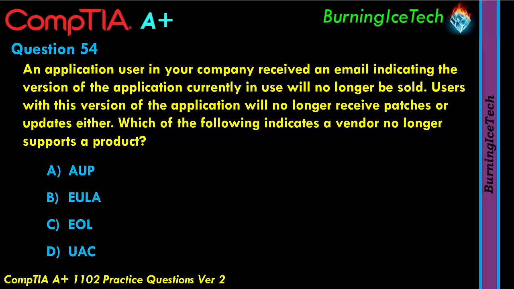That's acceptable usage policy. Basically, it says what you're allowed to use this machine for and what not, what you can do with it and what not. It's basically rules and guidelines for the company assets. So it's not that. Is it B?